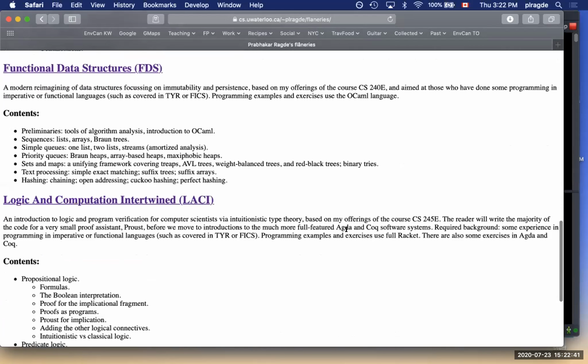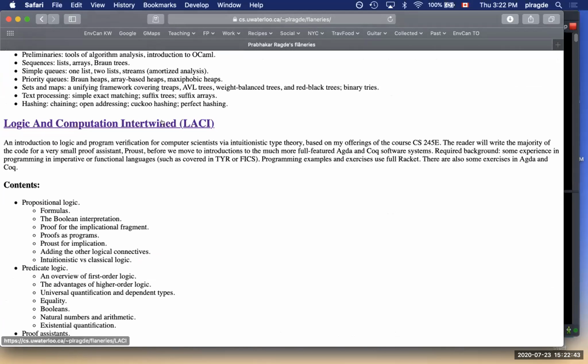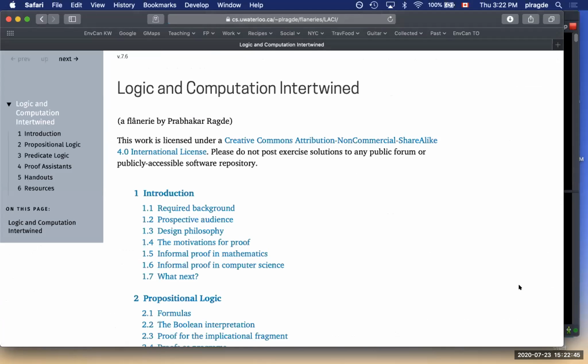So LOTC is here, and if you click through, it looks like the documentation for Racket, because I'm using Racket's documentation language called Scribble, which is implemented in Racket. It's a really nice way to generate web pages and to generate documents. So my slides, for example, are done using Scribble in Racket. So Logic and Computation has an introduction, which you can skim if you want.